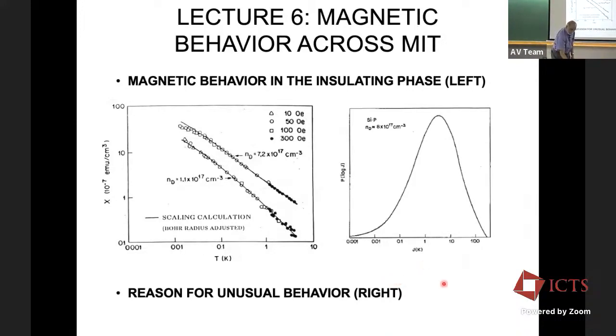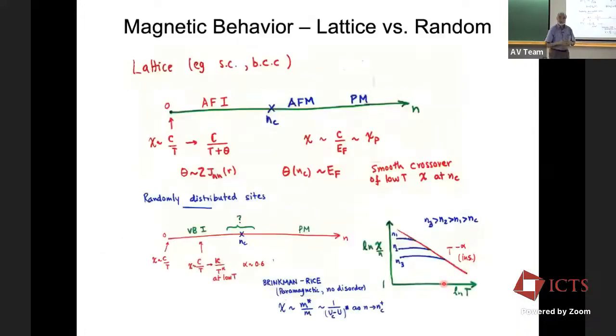A theory that involves the exchange interactions using large disorder renormalization group actually fits the data quantitatively. Okay, so now I want to go to higher densities. I want to go to densities beyond the metal insulator transition. So the question is, what is going to happen?